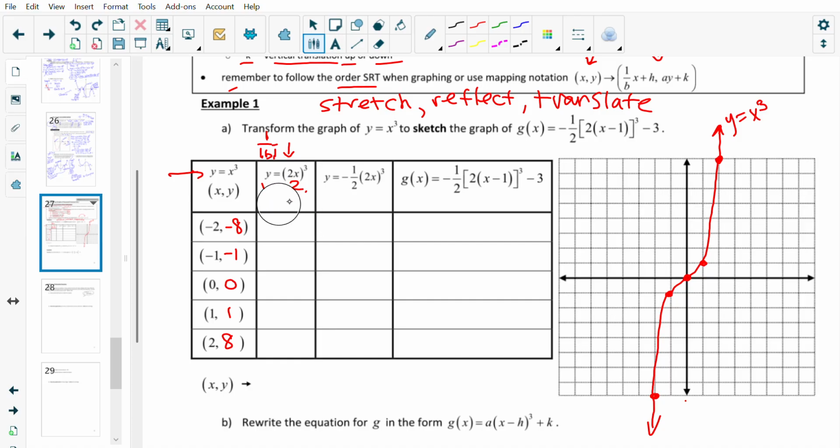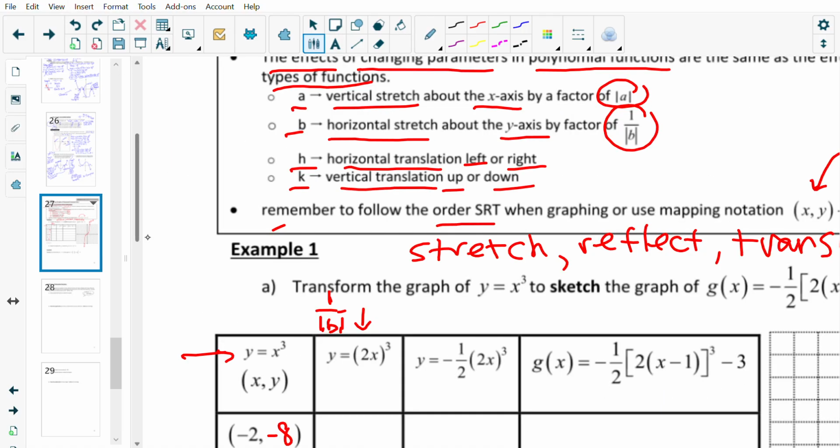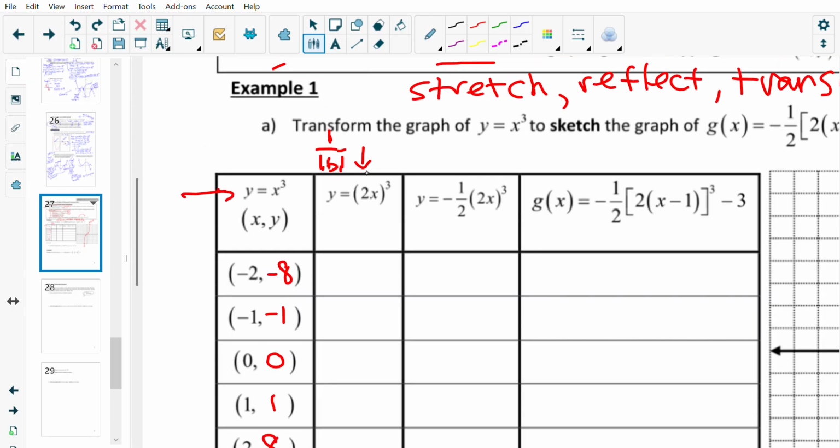Let me write this a bit neater. I'm going to zoom in, folks. Okay, so our b value is 2, and our factor is 1/2. Remember, a factor for our horizontal stretch is 1 over the absolute value of b. So our factor means that we are multiplying the x values by 1/2.